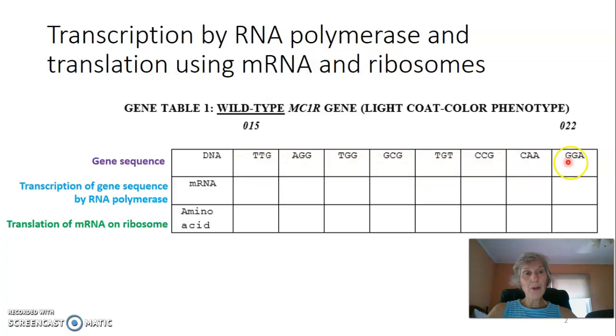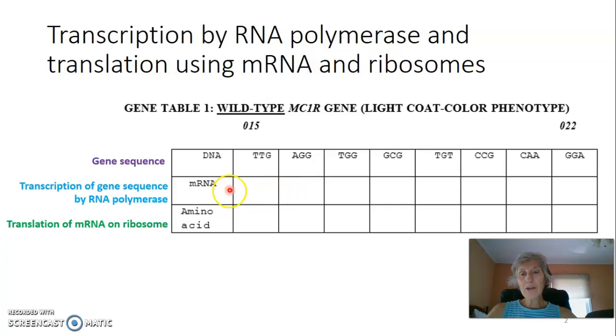So when the RNA polymerase looks at the DNA gene, it can't just copy it directly. First of all, there are no T's in RNA bases, so you need to remember that. A U takes the place of a T. But it can't just say TTG. That's not what it does.